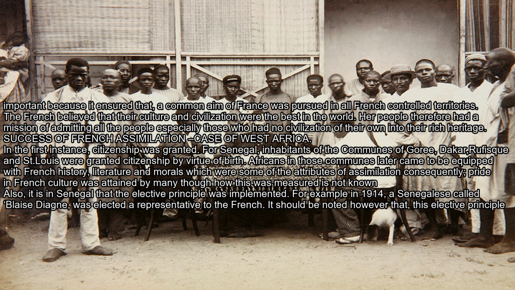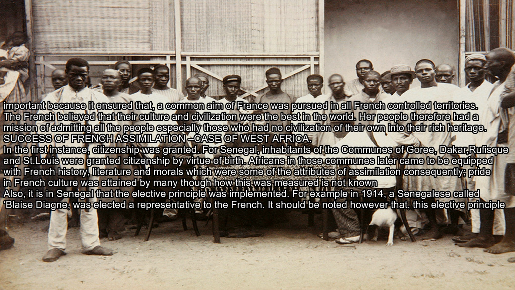In the first instance, citizenship was granted. For Senegal, inhabitants of the communes of Gorée, Dakar, Rufisque and St. Louis were granted citizenship by virtue of birth. Africans in those communes later came to be equipped with French history, literature and morals, which were some of the attributes of assimilation. Consequently, pride in French culture was attained by many, though how this was measured is not known.